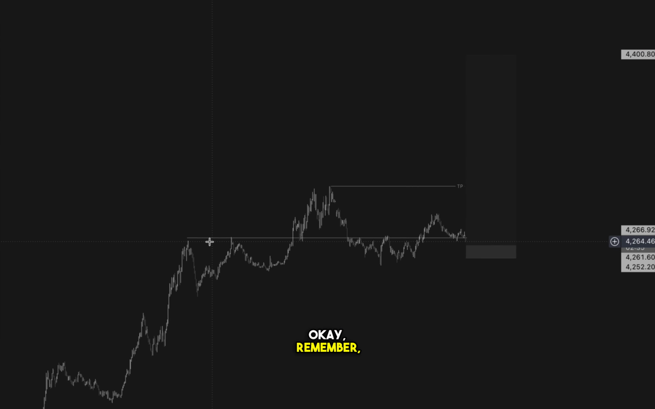Okay, remember, like I said, this line is just to show you exactly what price is doing. You don't have to have it on your chart. And in case you are looking for a secondary trend line, you can also have this as a secondary trend line, and you can have this as a primary trend line. Okay, so reaction would be somewhere around the inclination of both these trend lines.